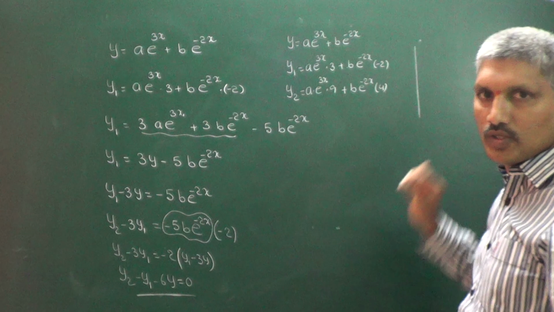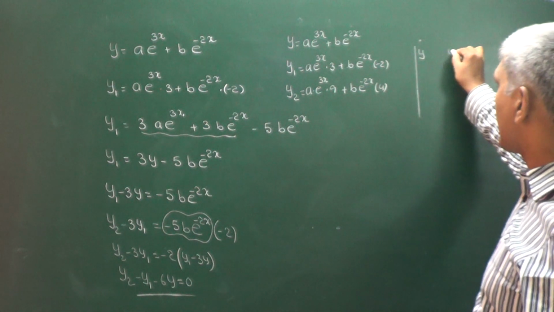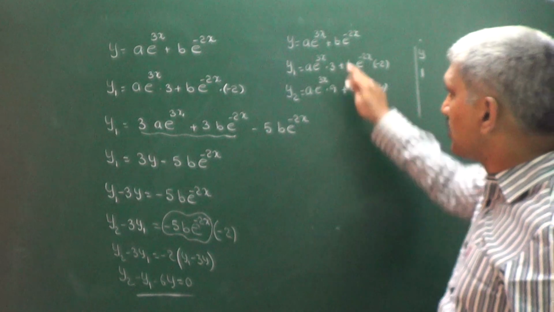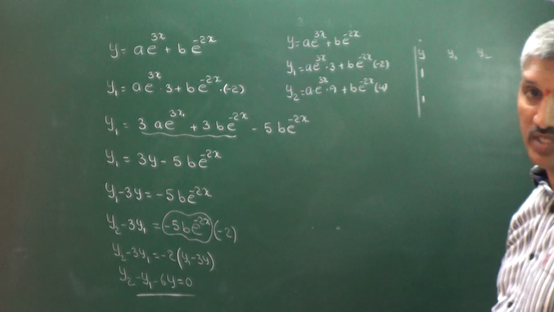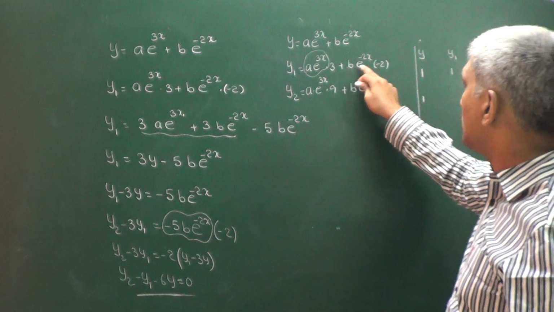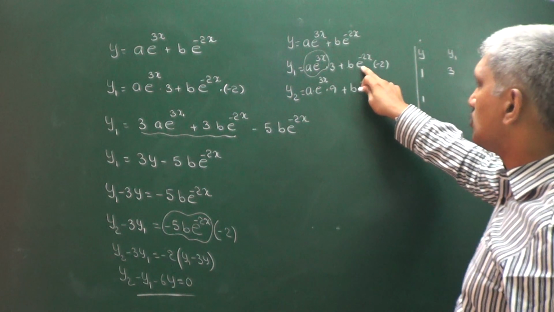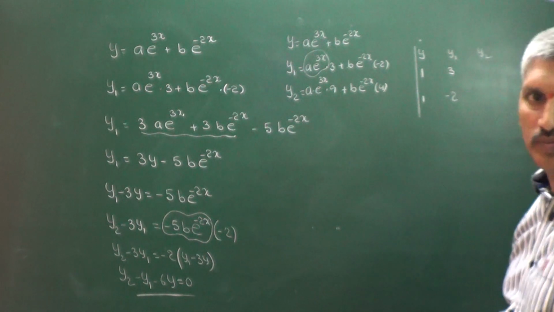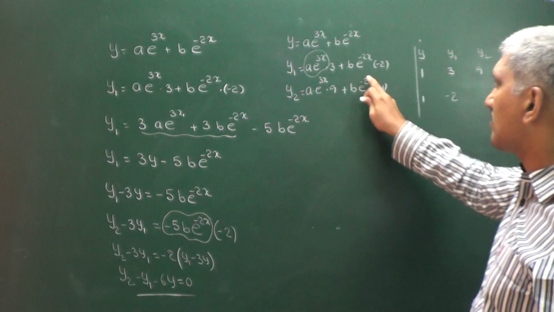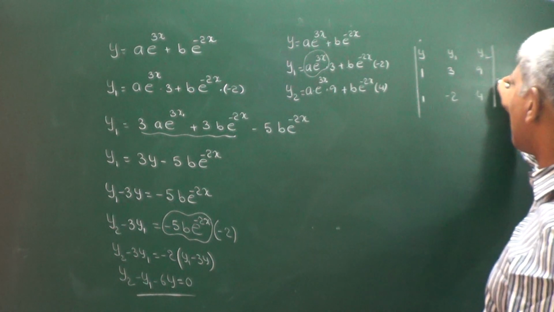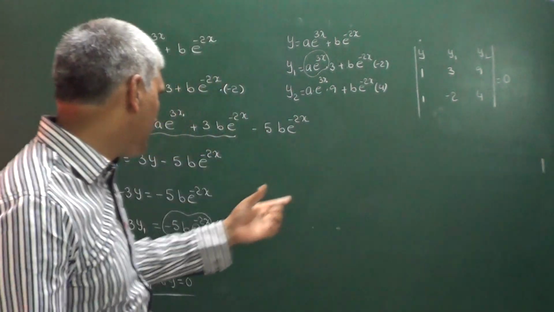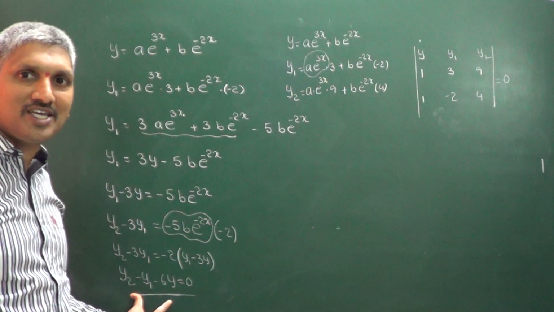Now observe here. We can write y, next y1, next y2. In y, the a into e to the power of 3x coefficient is 1, and the b into e to the power of minus 2x coefficient is 1. Next, in y1, what is the a into e to the power of 3x coefficient? 1. Here b into 3, not 1, 3, and the b into e to the power of minus 2x coefficient is minus 2. Next, in y2, the a into e to the power of 3x coefficient is 9, and the b into e to the power of minus 2x coefficient is 4. This determinant is equal to 0. Now find the value of this determinant. This determinant value will definitely give y2 minus y1 minus 6y is equal to 0.